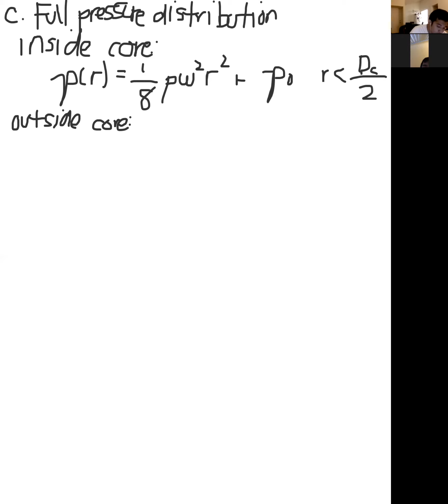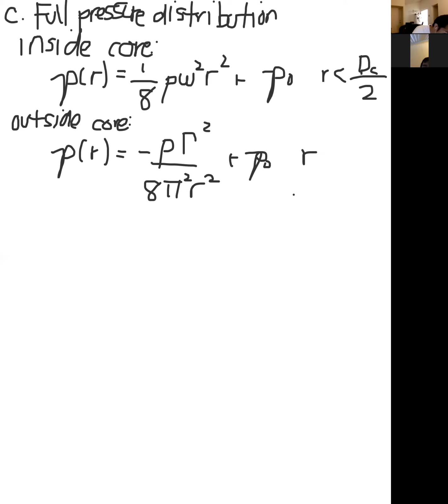Outside the core, we're going to use the formula for pressure for an idealized vortex. That formula is given by P of R is equal to minus rho times circulation squared over 8 pi squared R squared plus P naught, and this is for R greater than D_C over 2. Okay. So those are formulas we went over from last lecture.